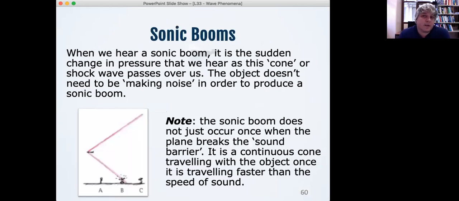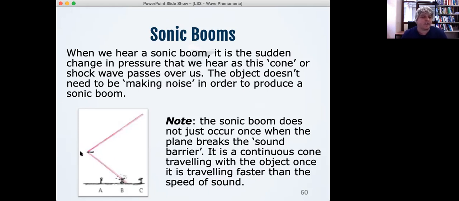The thing to note, though, is that a sonic boom is not just a sound that's made as the plane breaks the sound barrier. It's not just that the plane gets through the sound barrier, makes a big boom, and that spreads out and people hear it. The sonic boom is our experience of that cone, that shockwave cone traveling past us. So that shockwave, that cone, travels with the plane the whole time. It's flying faster than the speed of sound, and you just happen to hear it as this boom.